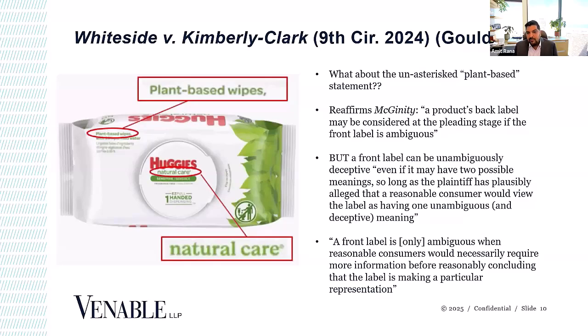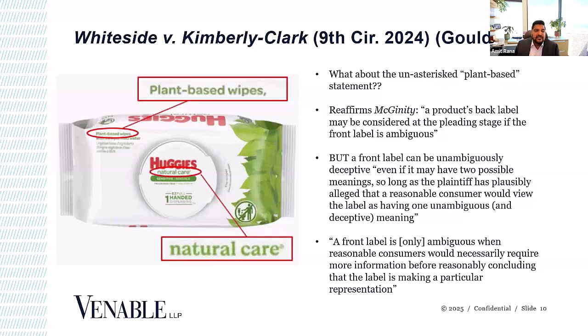So I think what Judge Gould did here was he did not want to reverse himself on his prior decision from a year ago. He kept intact the standard or the test that ambiguity should lead to further investigation on the back or side panel, but he's come up with an entirely new definition of what ambiguity means. It is not that there is more than one way of understanding a label claim. A front label is only ambiguous when a consumer necessarily must require more information to understand what that representation means.